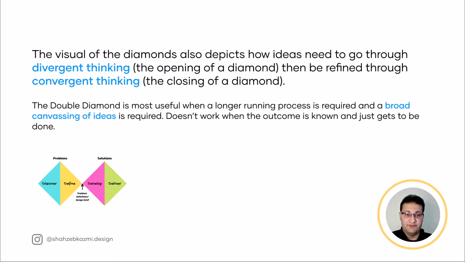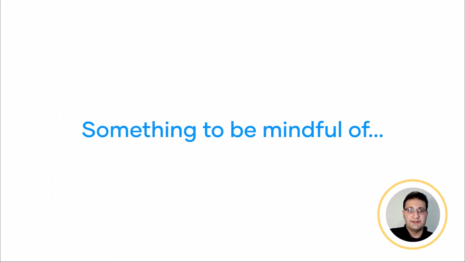Same for delivery. The double diamond is most useful when a longer running process is required and a broad canvassing of ideas is required. Divergent and convergent thinking doesn't work when the outcome is known and just has to be done. Because again, this is an innovative design process where you need to find a solution by canvassing a lot of ideas. It won't be as effective in other cases.